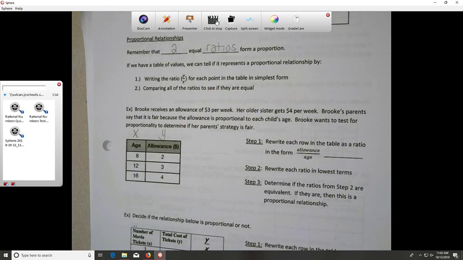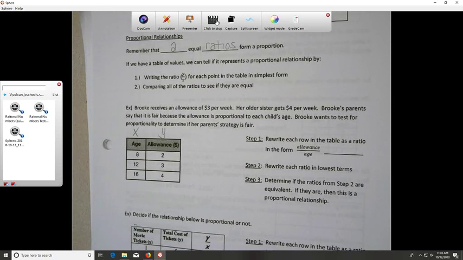So the first example says, Brooke receives an allowance of $3 per week. Her older sister gets $4 per week. Brooke's parents say that it's fair because the allowance is proportional to each child's age. Brooke wants to test her proportionality to determine if her parents' strategy is fair. So we just want to know, is this a proportional relationship?